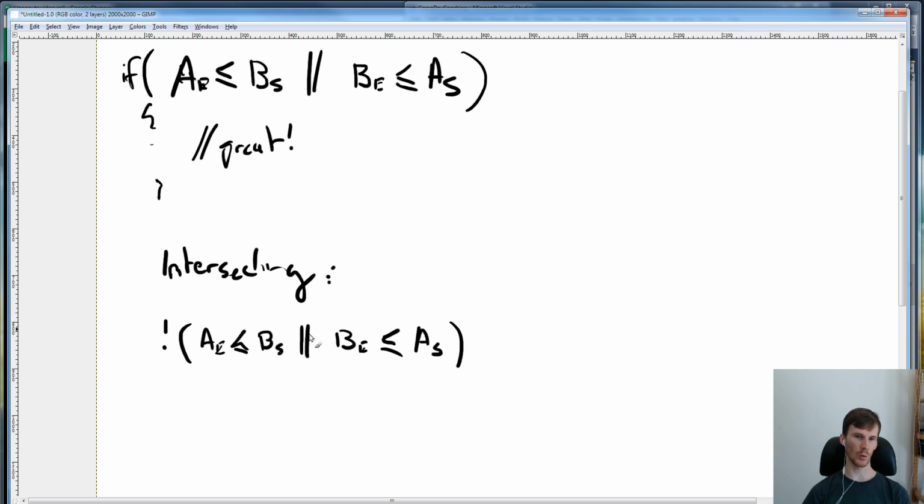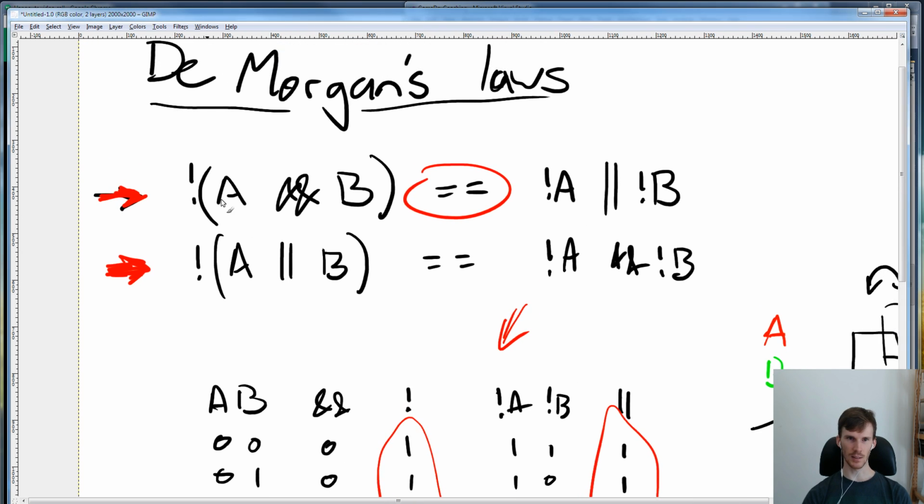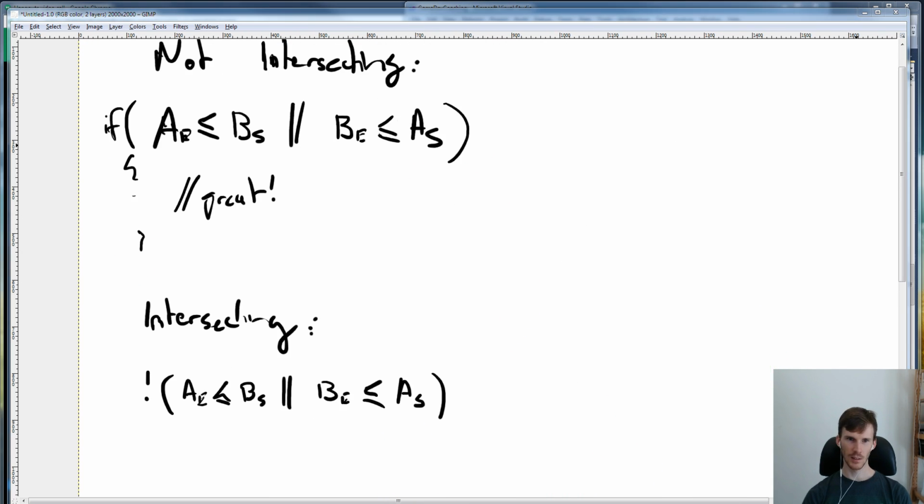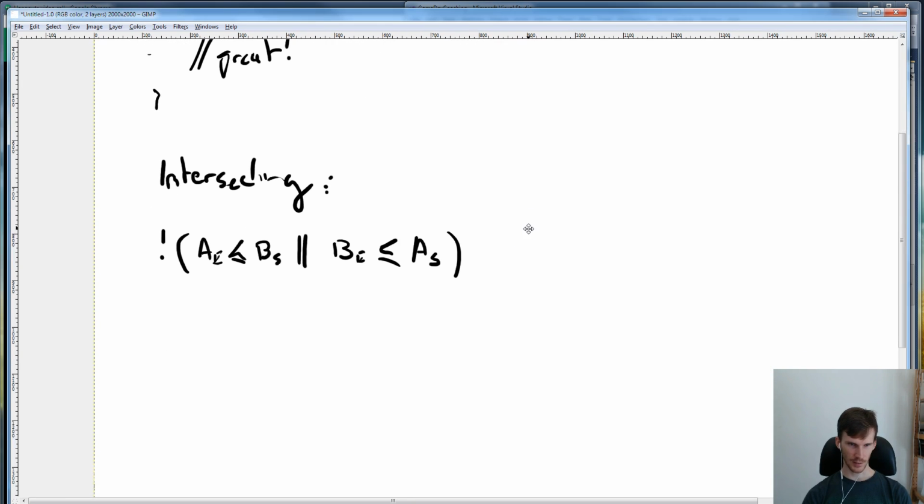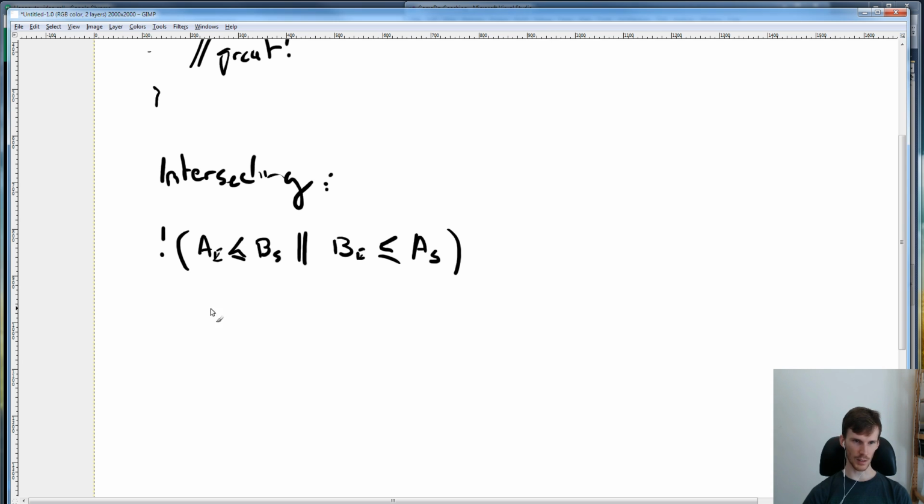Okay, so now we have this obvious thing. It's not something or something. And this is one of these things: not clause 1 and not clause 2. Exactly. So we can very quickly do the substitution. A end is less than or equal to B start. If it's not that and it's not this, you can think about De Morgan's law: if it's not that or that, it's not that and not that. So it sort of makes intuitive sense too.